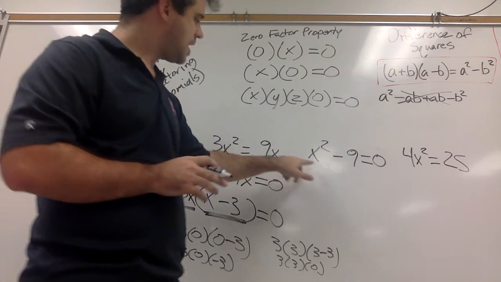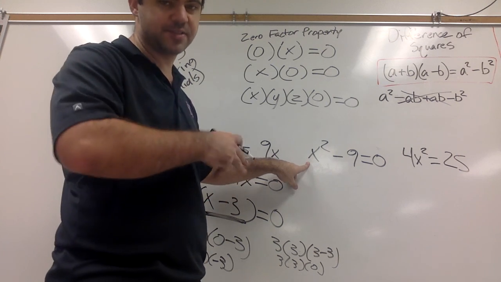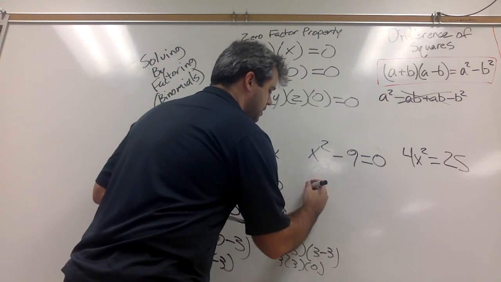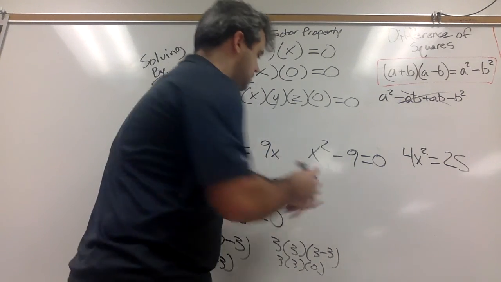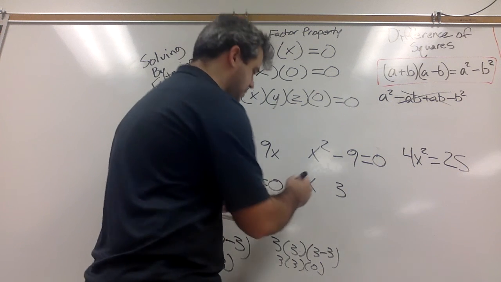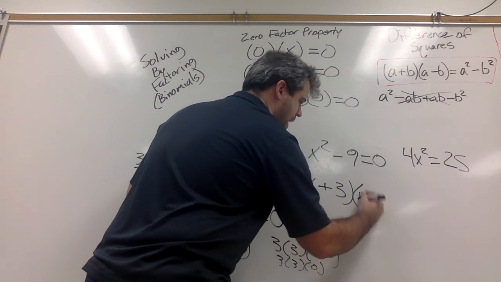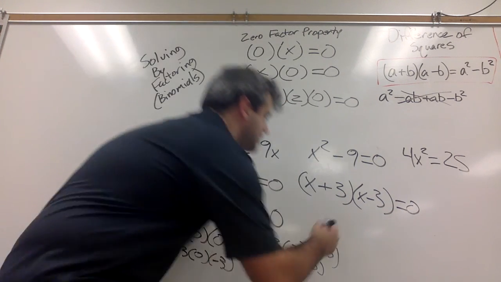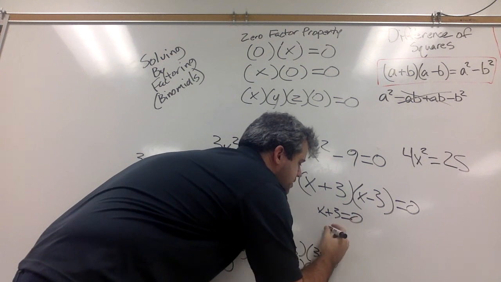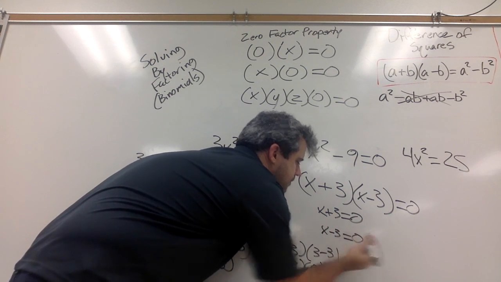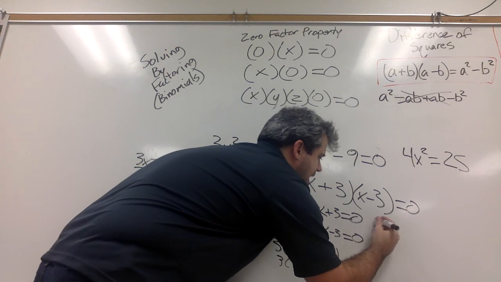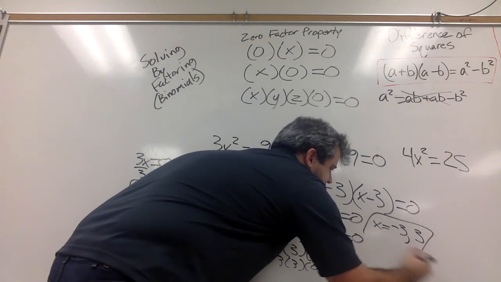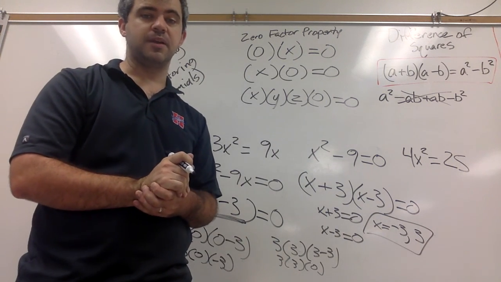So here's an example. X squared is a perfect square. It's x times itself. 9 is 3 times itself. So what's the square root of x squared? It's x. Square root of 9 is 3. So the pattern is x plus 3, x minus 3 equals 0. And again, we can set both of these factors equal to 0. And when we solve, we get x equals negative 3 and x equals positive 3. Both of those wind up being solutions to this.